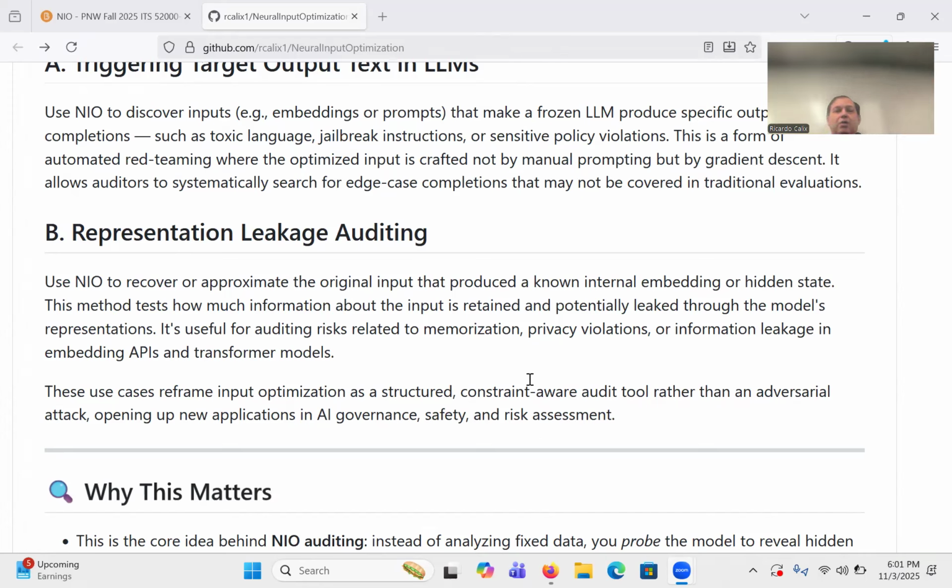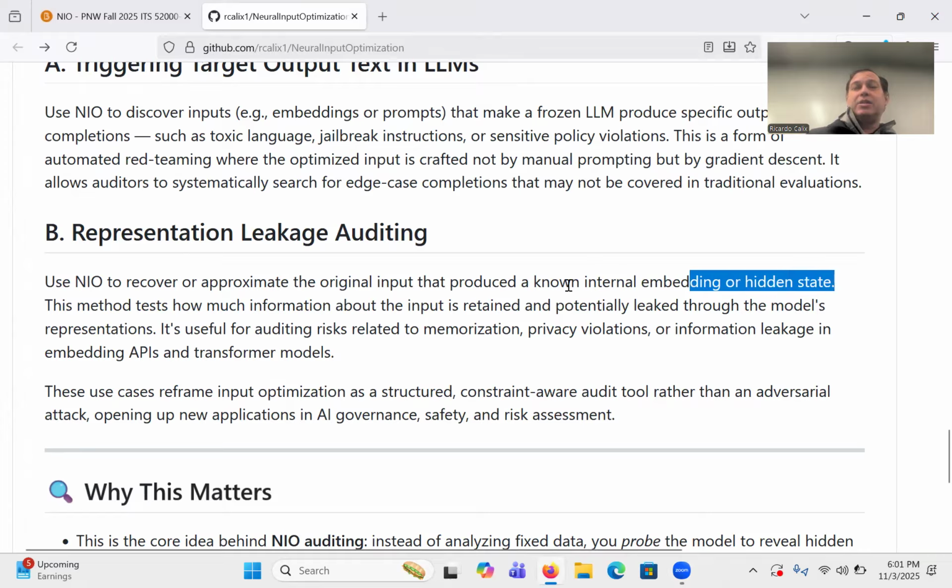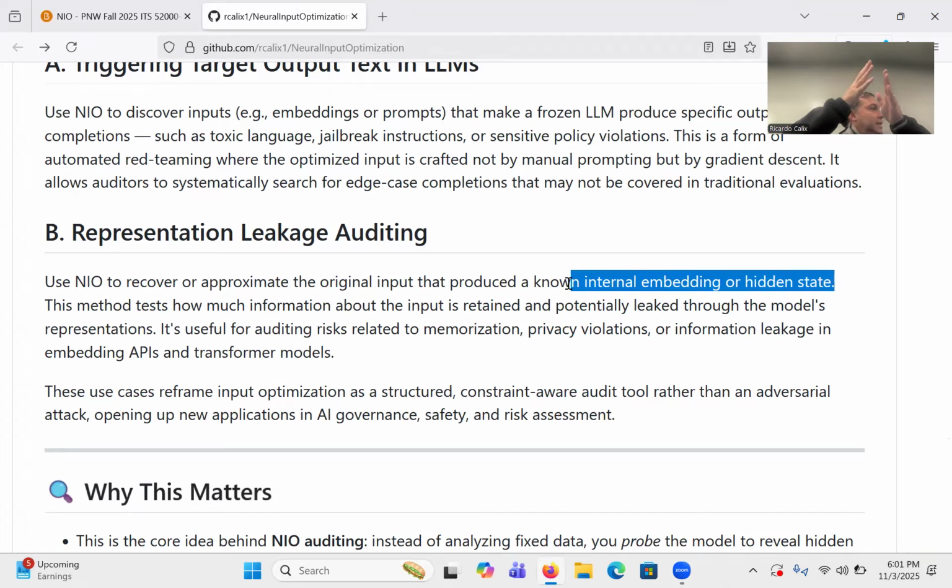So use NIO to recover or approximate the original input that produced a known internal embedding or hidden state. So this one, as I said, is not looking at just input and output, but at the knowledge of the neural network itself at some layer. In theory, if you build the correct loss for this, you could backpropagate to some input that achieves whatever it is that you're looking for. So that's essentially the idea.